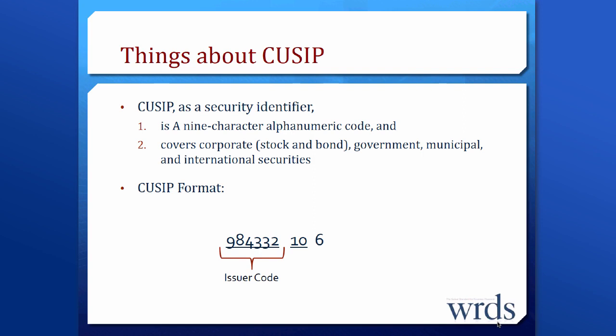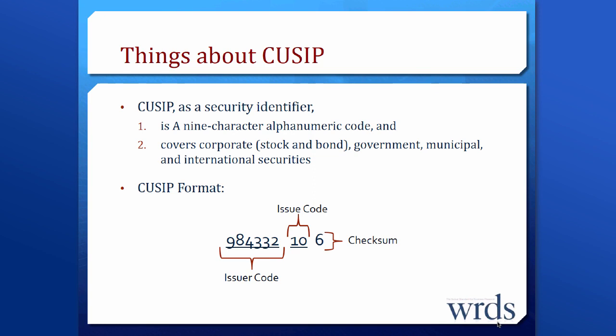Issuer code means for a company or government or for any international identity. The next 2 digits is something called the issue code. The 2-digit issue code, combined with the first 6 issuer code, indicates a particular security. And the last one is something called checksum.